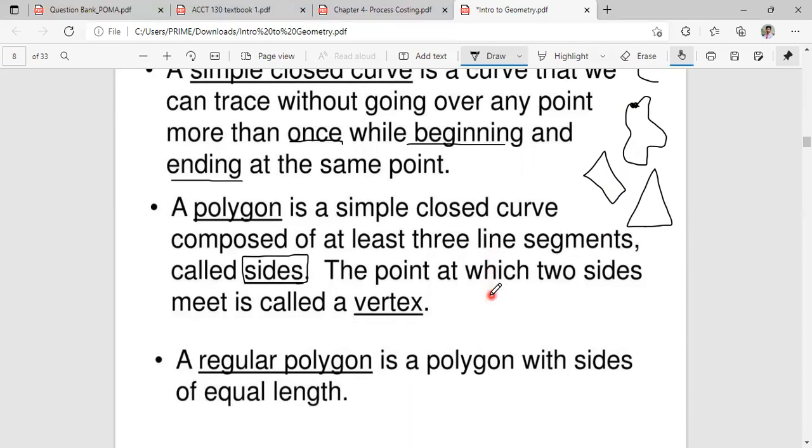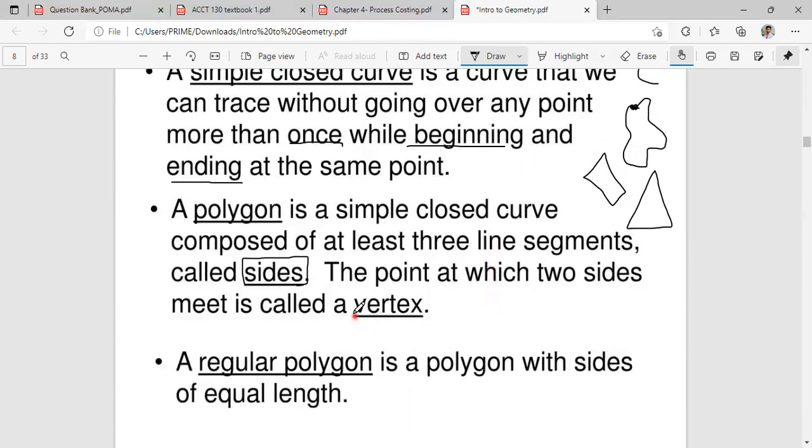These are the polygon shapes, but some are regular and some are irregular. First we go with the regular. I have the vertex point. Here you go, you have these meeting points of these two line segments over here, and these two segments over here. These are called the vertices.